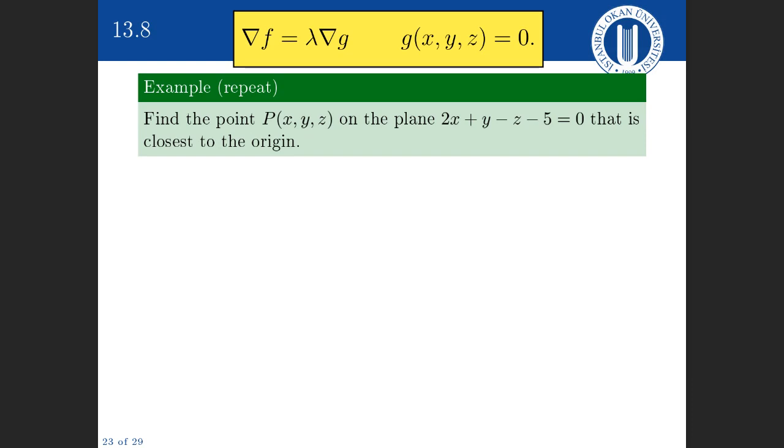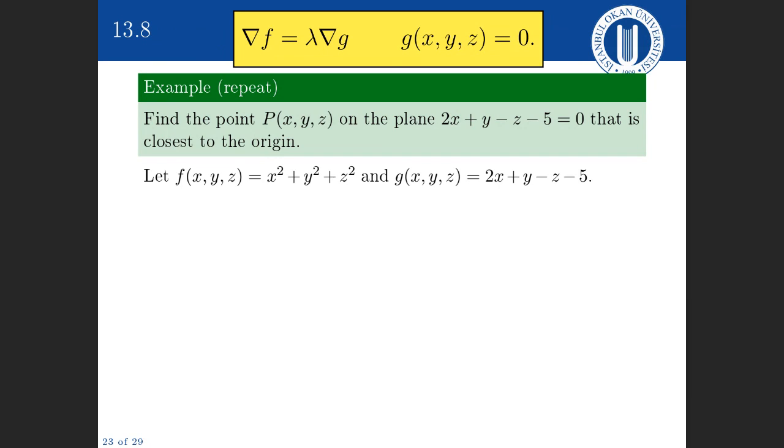Let's do the previous example again. Find the point P on the plane 2x plus y minus z minus 5 equal to 0, which is closest to the origin. We've just done this, we know the answer. But now I'm going to show you how it's easier if we use the method of Lagrange multipliers. I've put the two equations that we need at the top. We need nabla f is equal to lambda nabla g, and we need g of x, y, z is equal to 0.